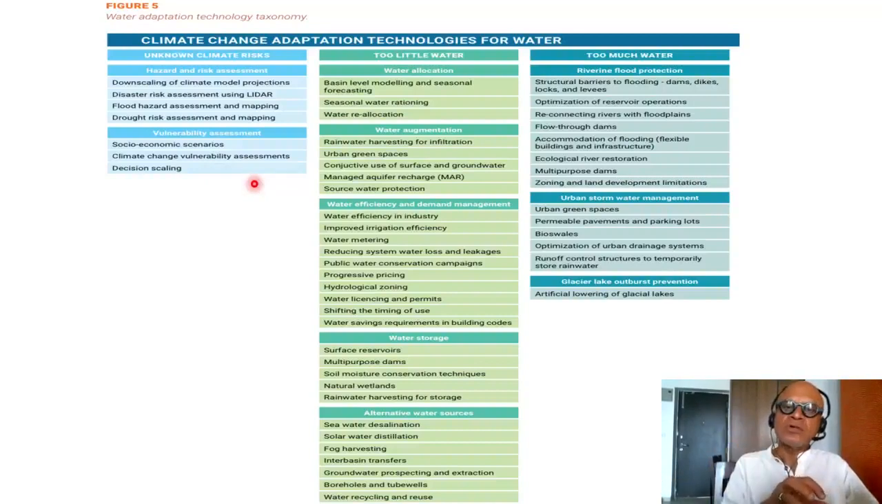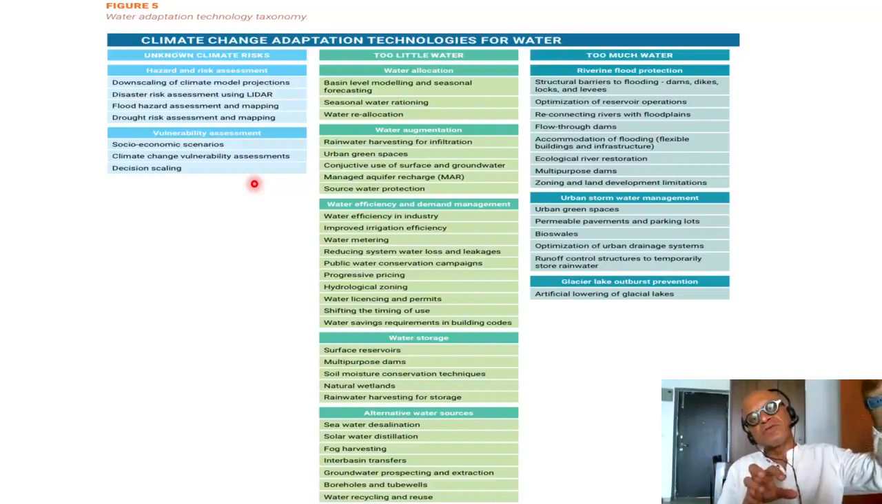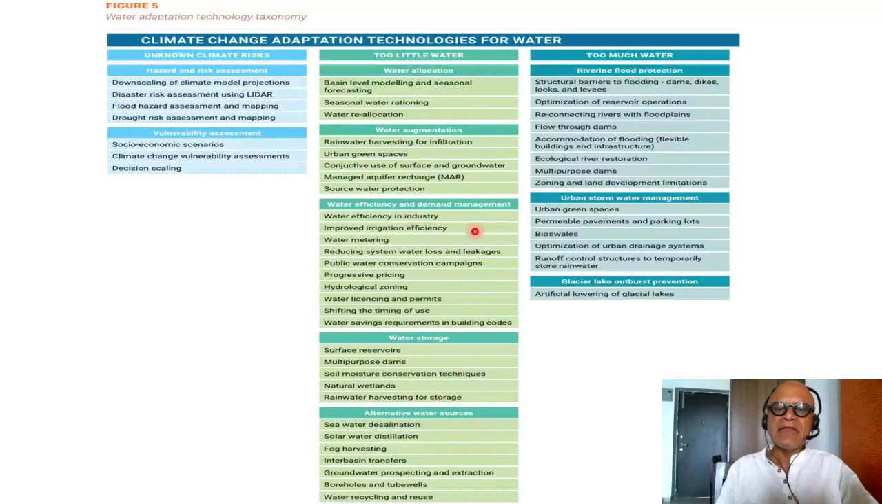All adaptation is local, all water adaptation is also local, but sometimes you have upstream water sources with users in the upstream and downstream demands, and they have to be coordinated as well, which we have looked at before under food security as well. Too little water, so we'll look at the table again, but it includes water allocation, water augmentation, water efficiency and demand management, water storage, alternative water sources. So under each we have few steps that we'll come back to. Too much water, as we said, has riverine flood protection, urban storm water management, and glacial lake outbursts.